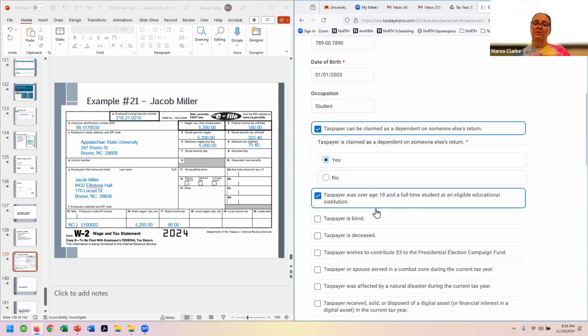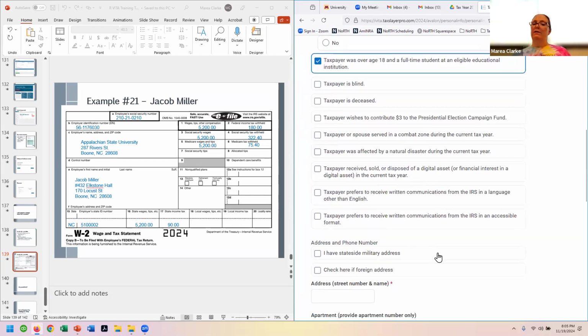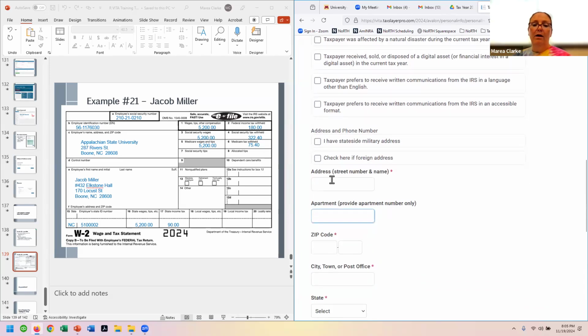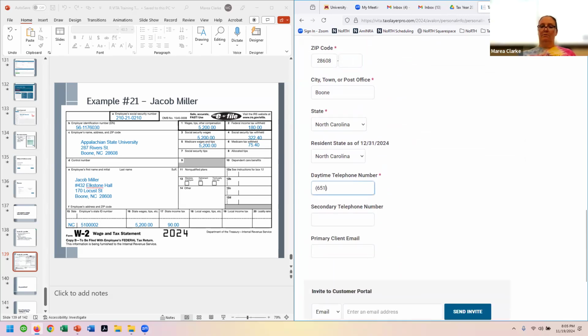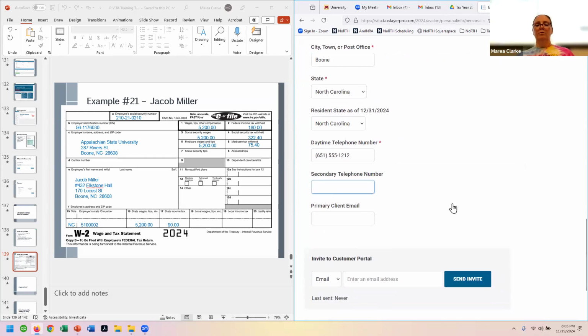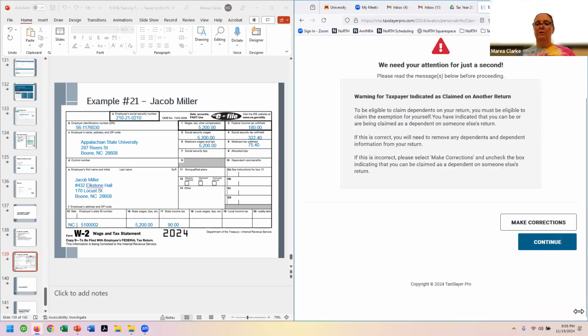He's over 18 and he's a student. He is not blind. He is not dead. He does not want to contribute to the election fund. None of these things. We're going to say no on the natural disaster, even though Jacob really probably could be saying yes to that. Address 32 Home Drive, 28608. It looks up the address for us, which is fabulous. With the phone number, which we will make up. We'll continue.